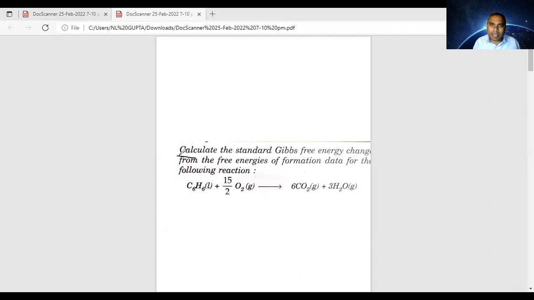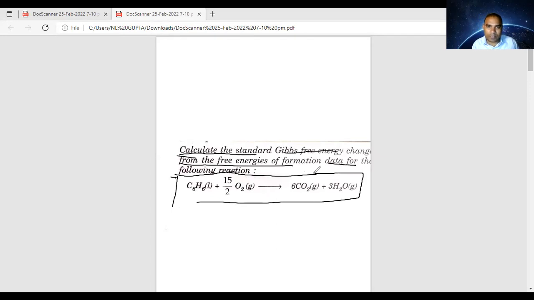Here they are saying, calculate the standard Gibbs free energy change from the free energy of formation data for the following reactions. So one reaction has been given here. You can see benzene is reacting with oxygen. So it is giving 6 moles of CO2 and 3 moles of H2O. That we need to keep in mind. Okay, this is the reaction already given.